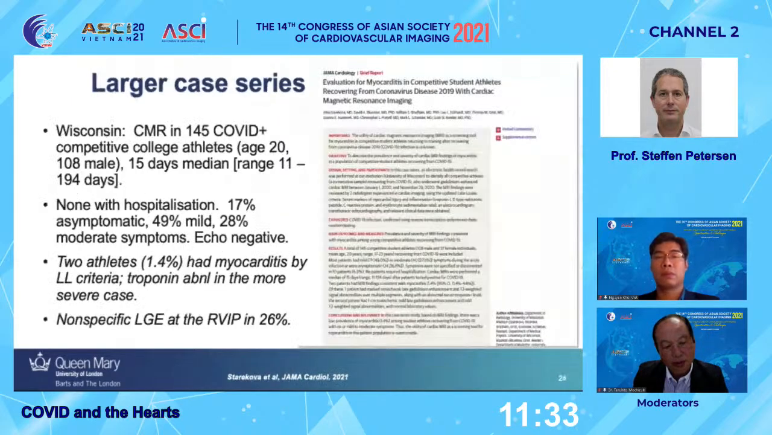This is a larger CMR case series of 145 athletes recovered from mild COVID conducted by Starekova and colleagues. None of the athletes were hospitalized. Most were with mild symptoms and all had normal echocardiograms. 2 athletes, or 1.4%, met Lake Louise criteria for myocarditis, indicating a low prevalence in this cohort of mild infection. Non-specific late gadolinium enhancement was very common in the athletes at the inferior RV insertion point in 26%.